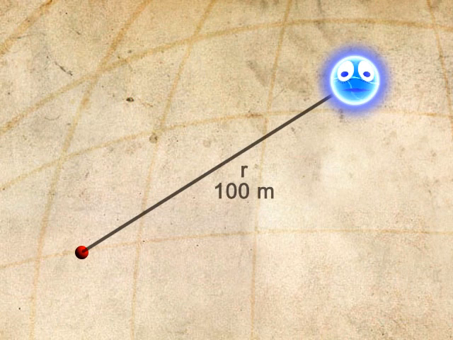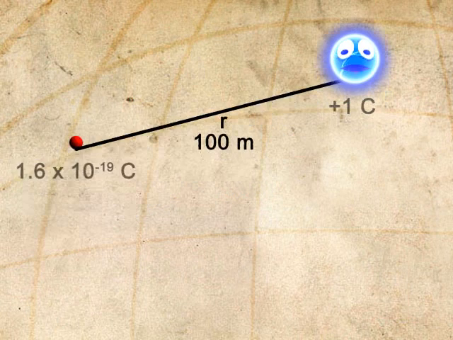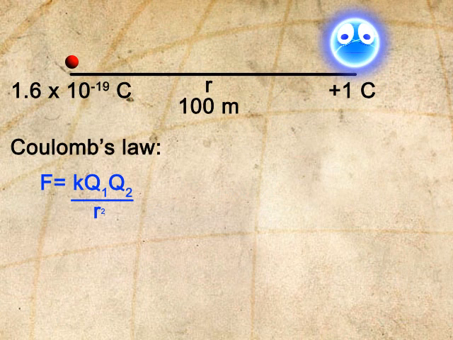I float about in the vacuum of space, interacting with electric fields that come from all charged objects. Hey, look! Here comes a proton, way over there in the distance, about 100 meters away. Let's work out the electrostatic force between us. We're going to use Coulomb's law to calculate the magnitude of the force.